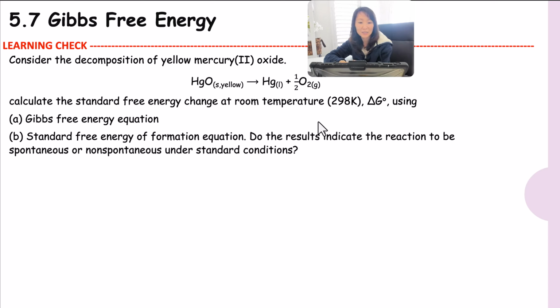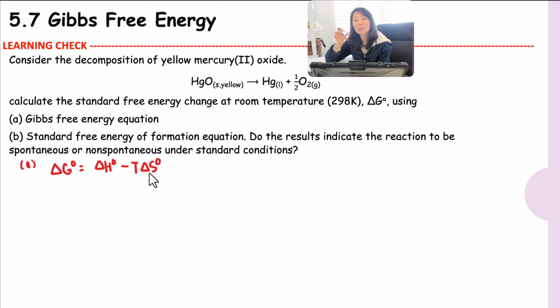The Gibbs free energy equation, if you recall, is delta G naught equals delta H naught minus T delta S. The only information that we have so far is T, the temperature, 298 Kelvin. So we could plug that in.